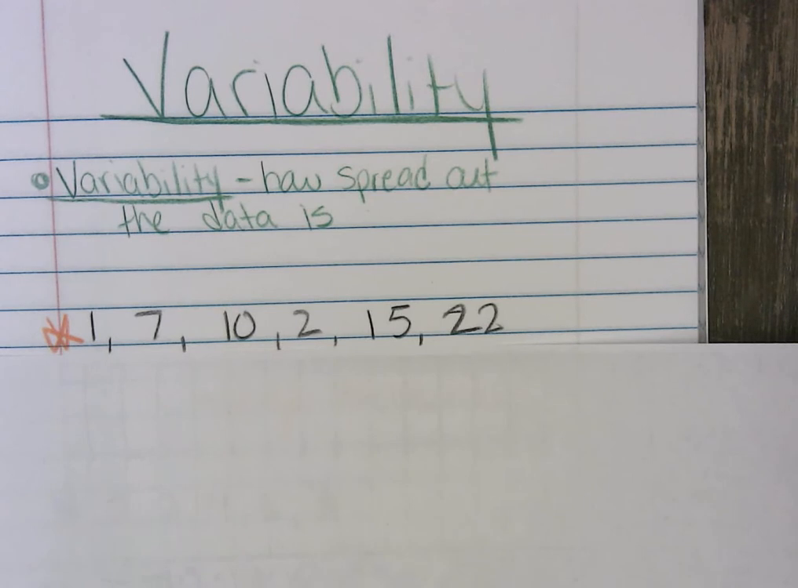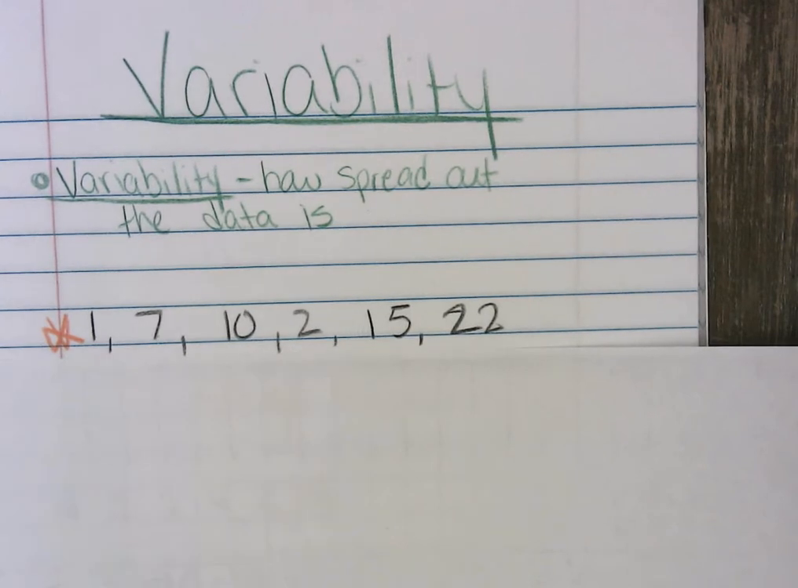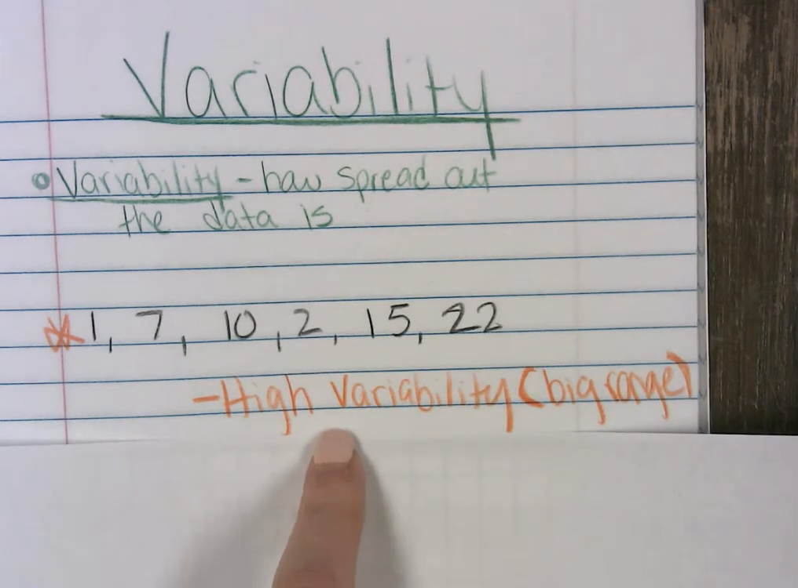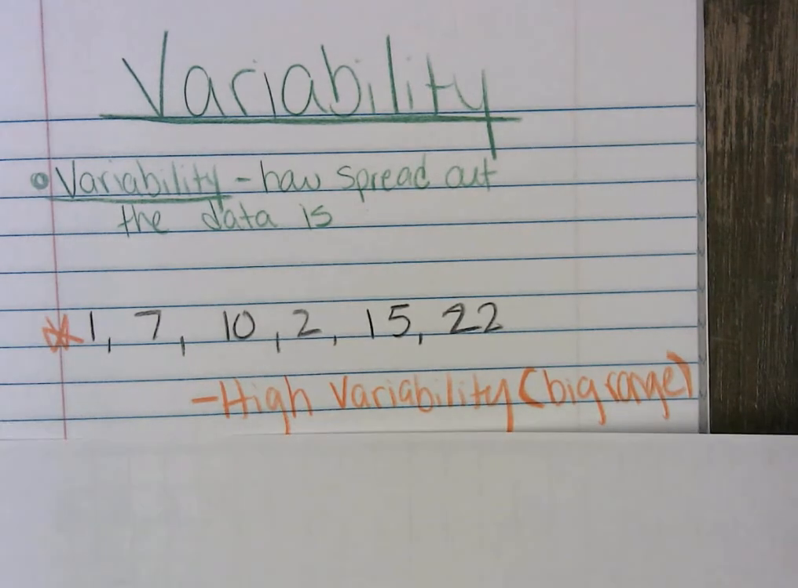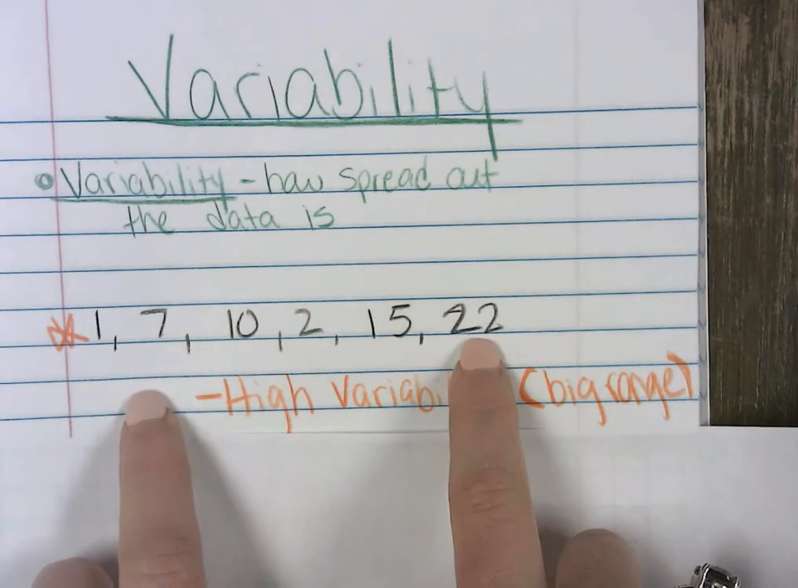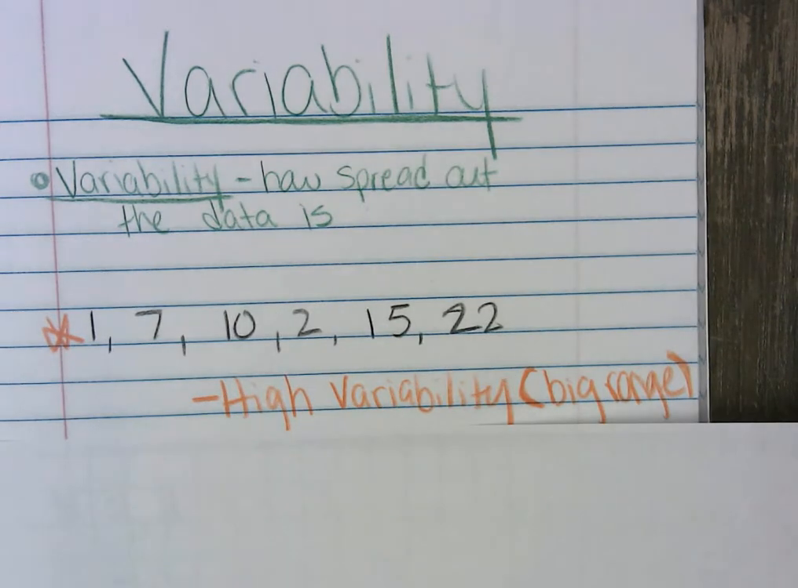Well, my smallest number was a 1, and the largest number was a 22. So variability means it was stretched out pretty well. I would say this has a pretty high variability. There's a big range. Remember, range means the difference between. Well, the difference between 22 and 1 is 21. So there's a big range. I'd say that has a good amount of variability. There's a high variability. It's stretched out pretty well.